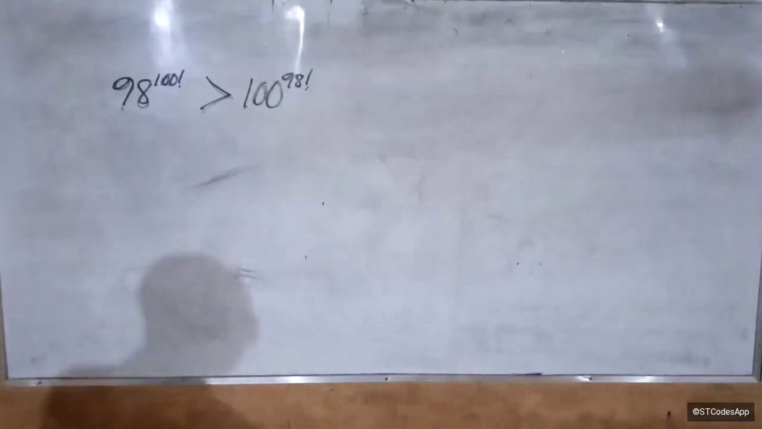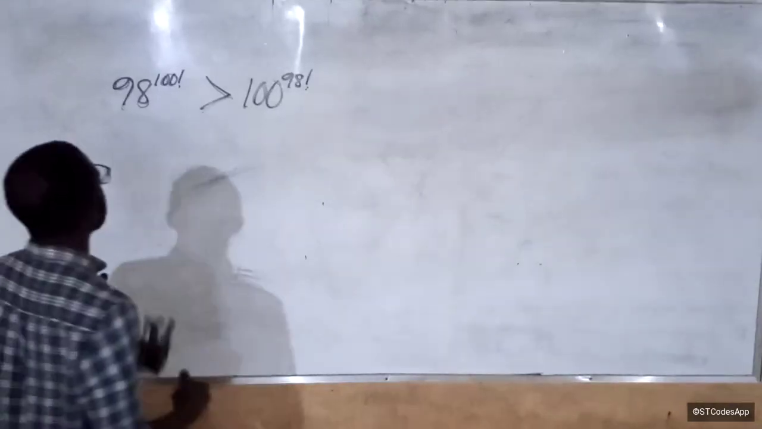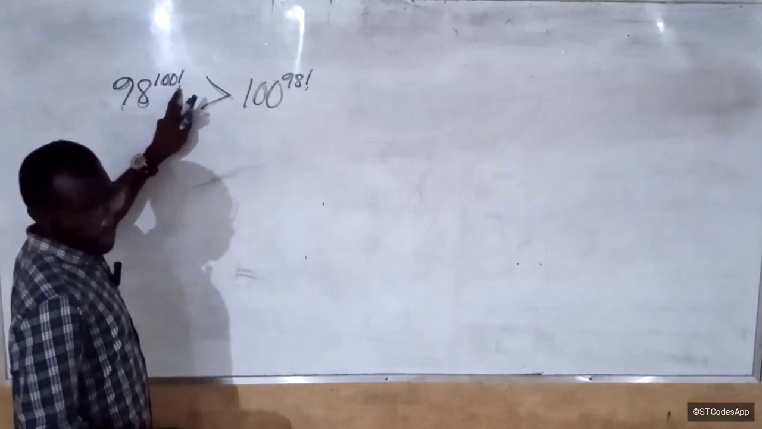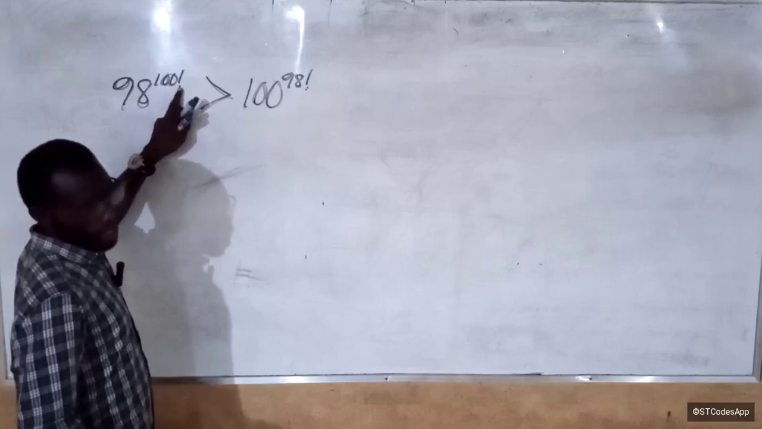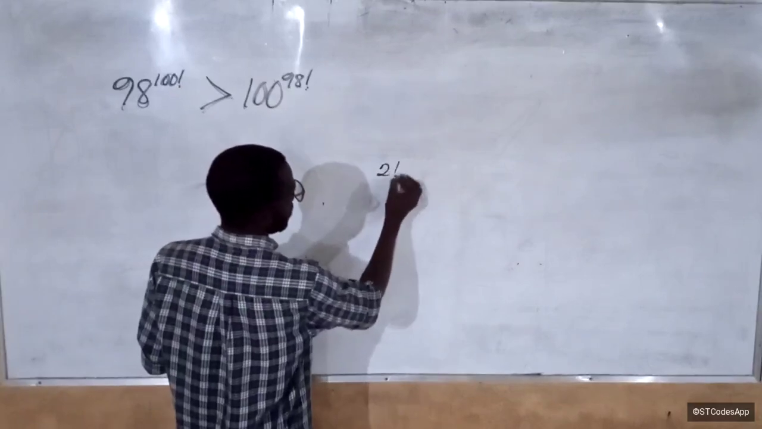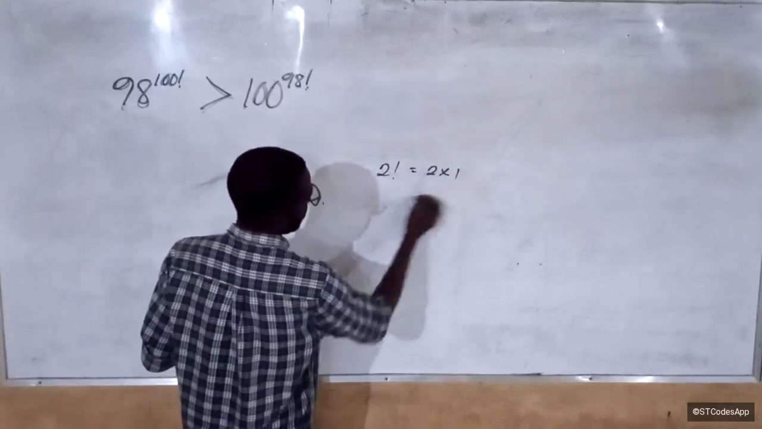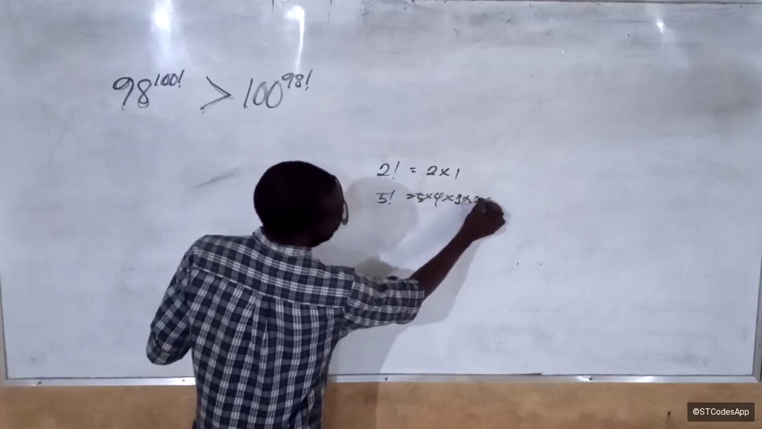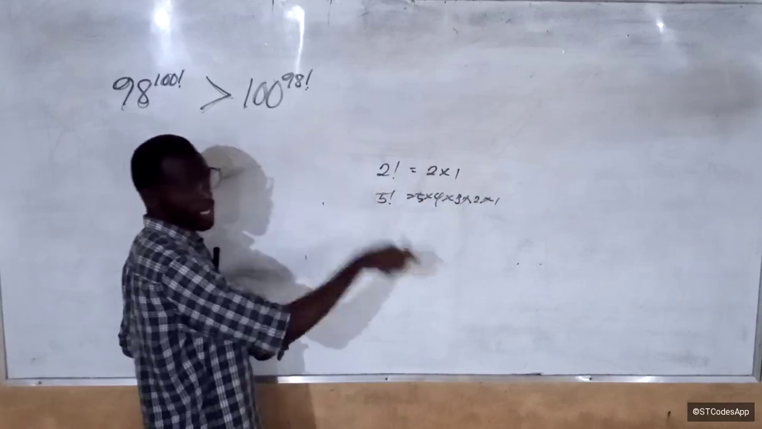Which one do you think is bigger? Raised to power 100 factorial. This thing means factorial. If I say 2 factorial, it means 2 times 1. If I say 5 factorial, it means 5 times 4 times 3 times 2 times 1. All the multiples until I get down to 1.